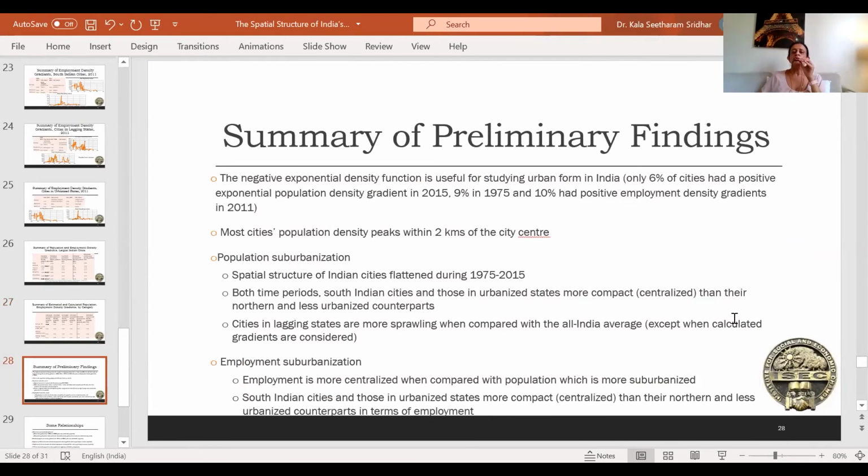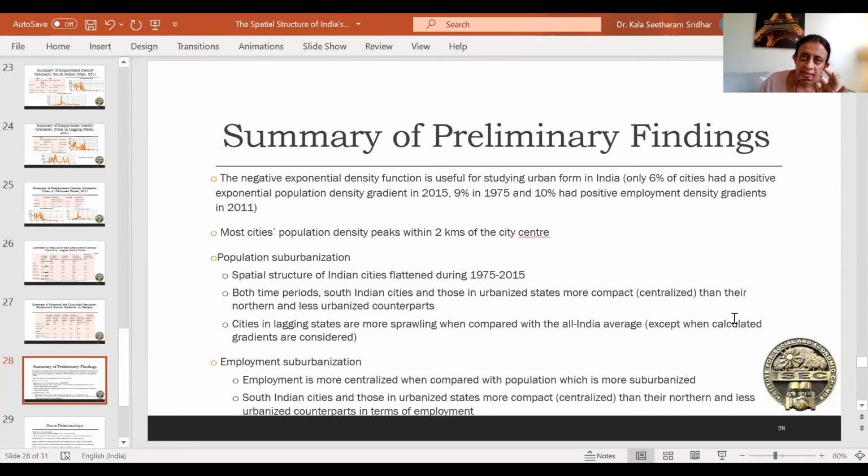That could be that. So what is the summary of our preliminary findings? Here, the negative exponential density function is very useful for studying urban form in India. And as I said earlier, in 2015, only 6% of the cities had a positive exponential gradient, and only 9% in 1975 had a positive one, and 10% had positive employment density gradients in 2011. And most cities' population density peaks within the first 2 kilometers of the CBD. And as far as population suburbanization is concerned, the spatial structure of Indian cities certainly flattened during 1975 to 2015.